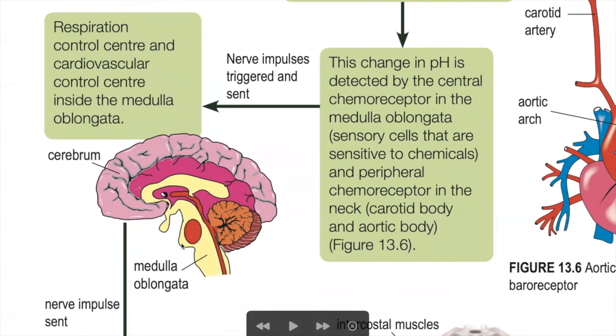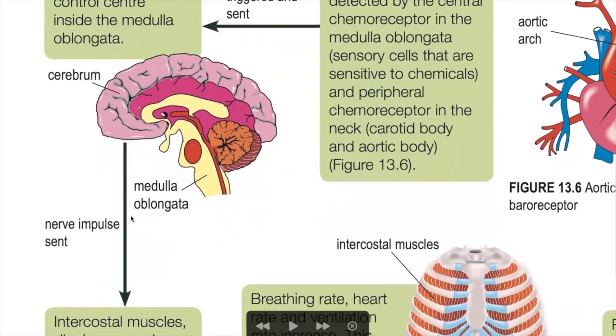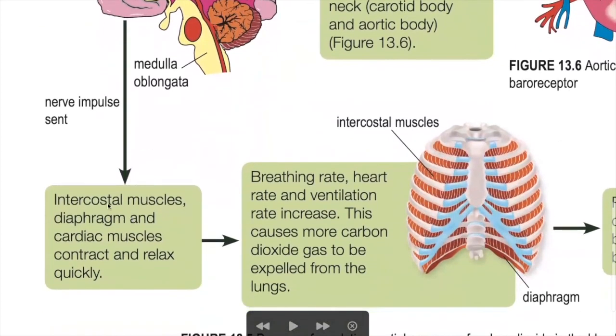Maksudnya dia bermain kat sini. Okay, so kat sini ada chemoreceptor. Chemoreceptor tu dia akan hasilkan nerve impulse dan dia akan hantar nerve impulse kepada respiration center dan cardiovascular center yang ada juga dekat medulla oblongata. Medulla oblongata ni luas tau, yang warna kuning ni. Okay, so apa yang dua benda ni buat? So dia akan hantar another nerve impulse kepada effector. Kepada effector. Ni effector dia lah. Pertama sekali intercostal muscle.